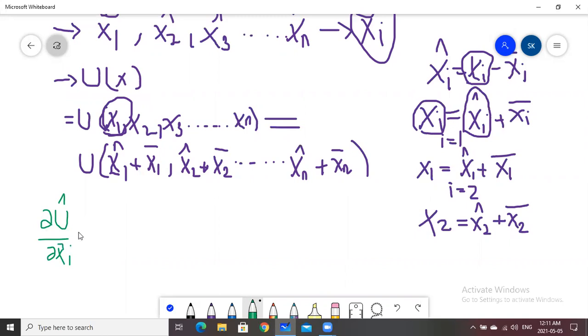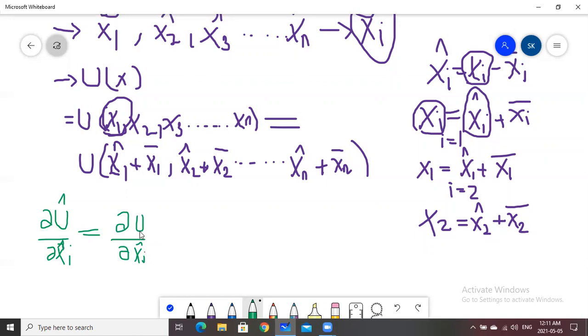This will be equal to curly u. Now just have a look at it. Now it will become curly u upon curly xi hat. Okay, this is also hat. I hope it's clear to you.